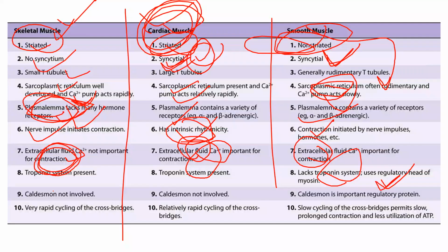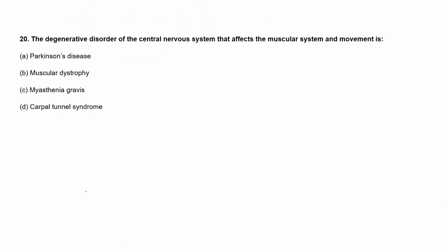Caldesmon is not involved in skeletal and cardiac muscles, but is involved in smooth muscles. And the last one is that very rapid cycling of the cross bridges is present in skeletal muscles, relatively rapid cycling of the cross bridges is present in cardiac muscles, but it is slow in smooth muscles.